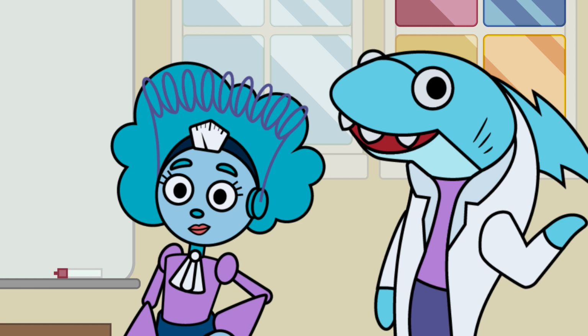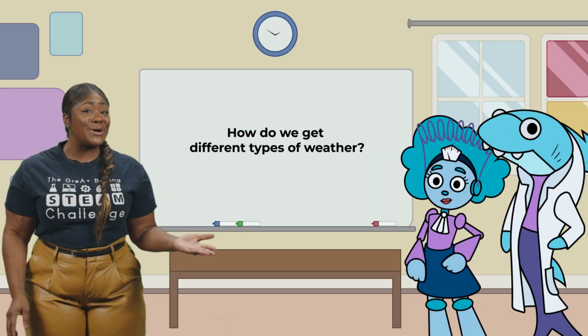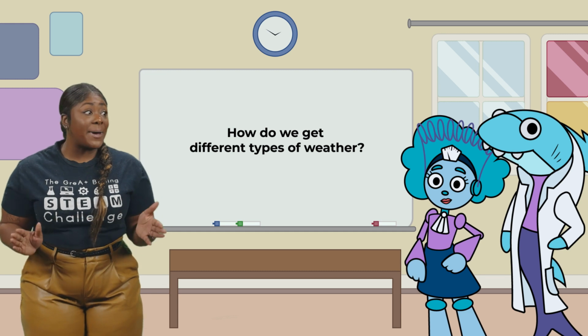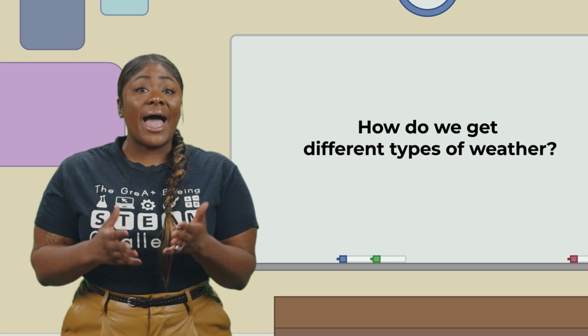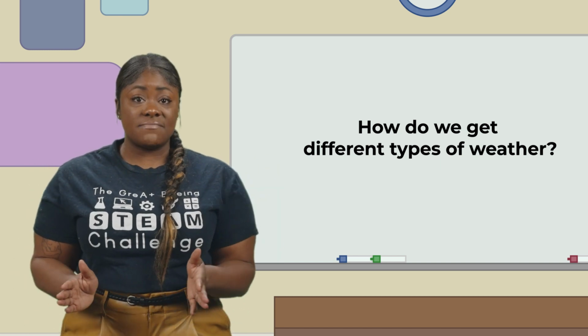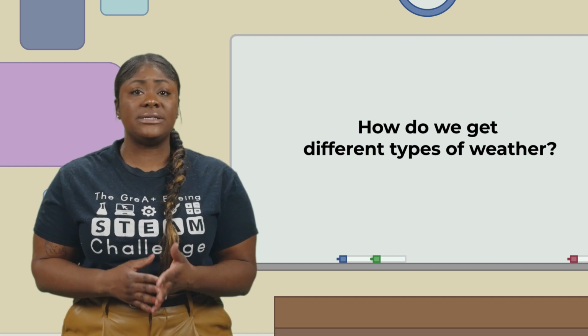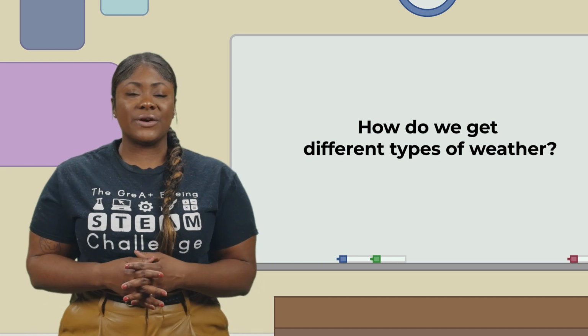Miss Wilson, I understand that the weather can be different in different places in the world. But how? How do we get the different types of weather like rain, snow, and wind? Wow, Brainstorm! You are bringing on the heat with these wonderful questions. Keep asking questions. STEAM scholars, Brainstorm asked an amazing question. Can you think of some ideas to help him understand how we can experience the different types of weather like rain, snow, and wind? Discuss with your class now.